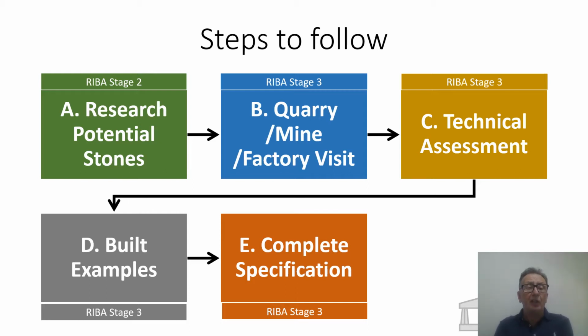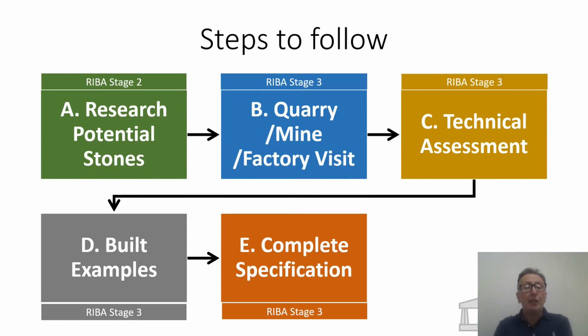The first stage, stage A, is to research potential stones. Stage B, the second stage, is wherever possible to do a quarry, mine and/or factory visit. Stage C is the main technical assessment. Although aspects of this may have been carried out in stage A, this is the point at which detailed technical assessment of the stone would be carried out.